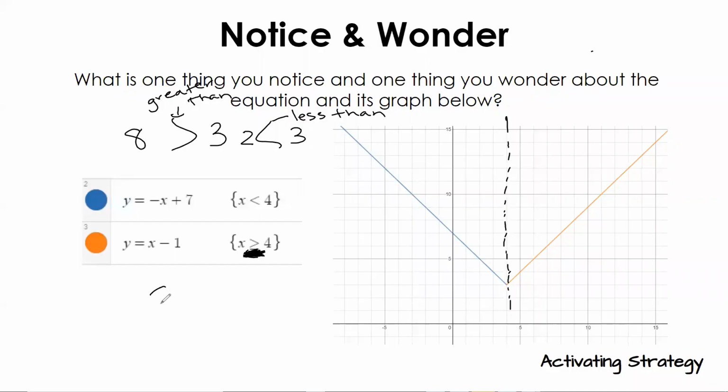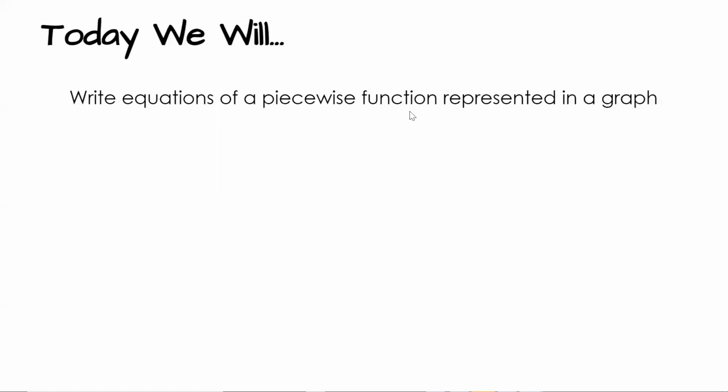Now the graph is symmetrical. You could probably have written this out as an absolute value, but it's written as 2 different equations, right? Okay. Piecewise function. Basically this is like taking 2 separate equations, putting them together and calling them one function.